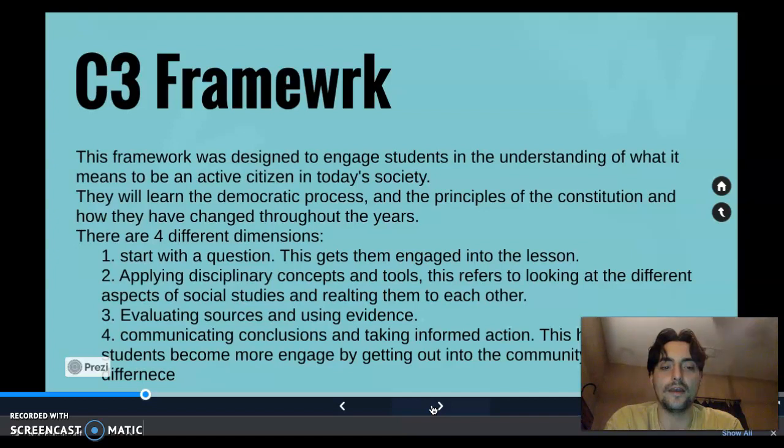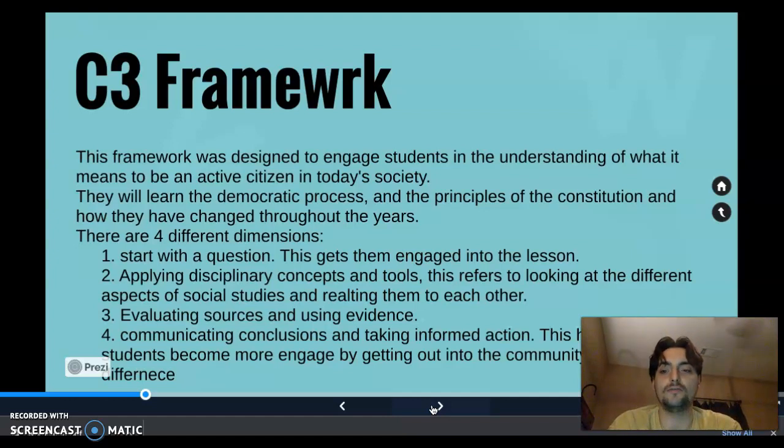In this video, it talks about four different dimensions that you should process when you are engaging students in this. The first one is starting with a question. In the lesson, I believe they were talking about the importance of voting. So the question was, what does it mean to vote? And what is the importance behind it? And this engaged the students and gave them a heads up of what the lesson might be about.